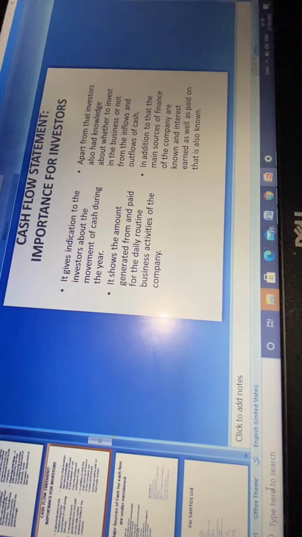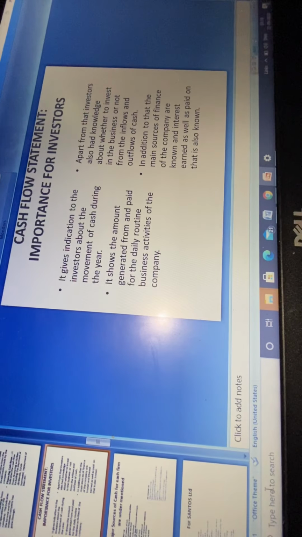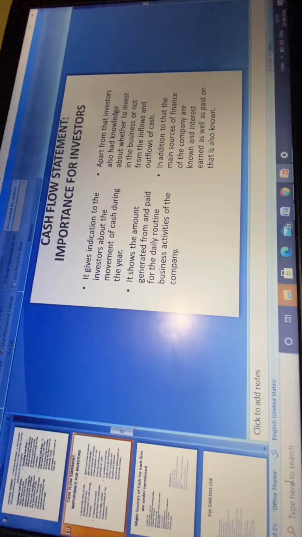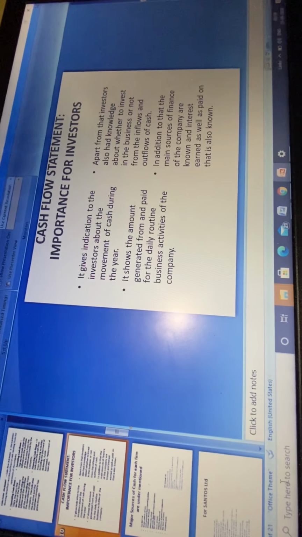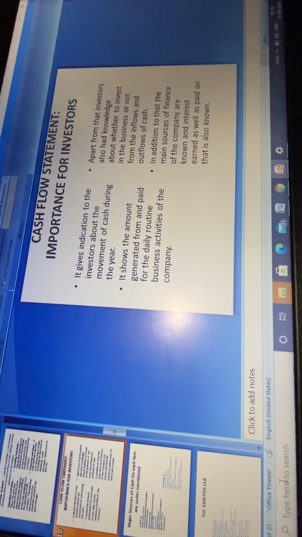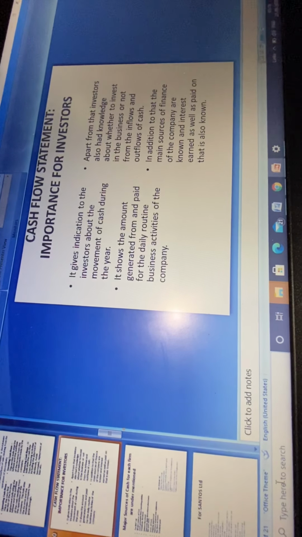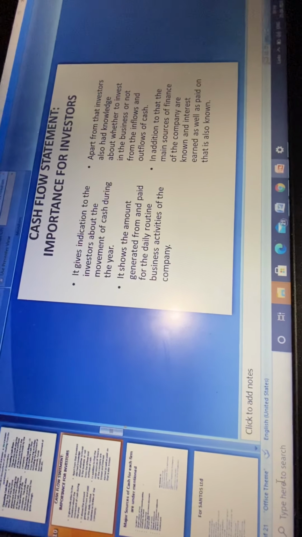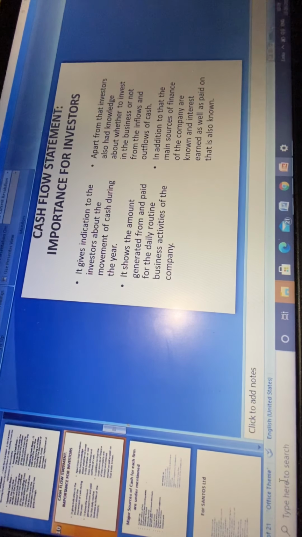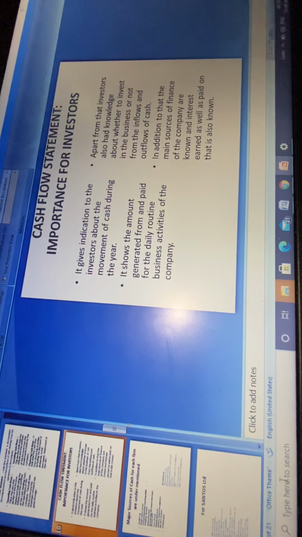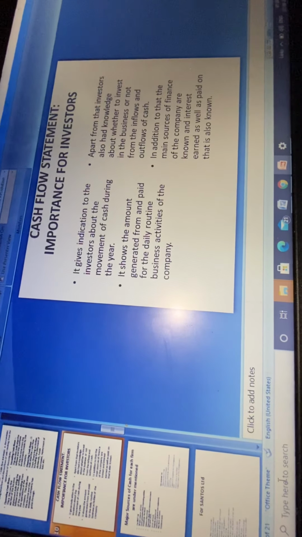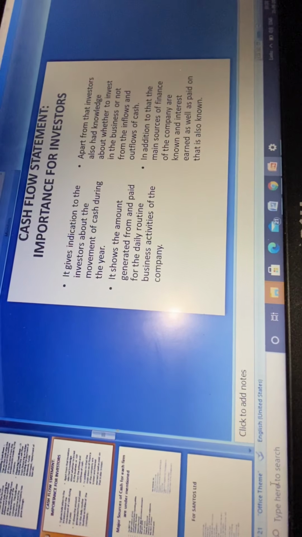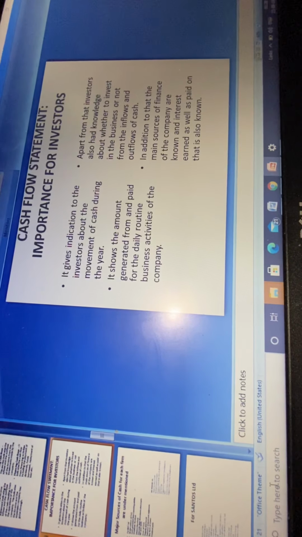So the cash flow statement, why is it important for investors? It is very important for investors to have knowledge about the cash flow statement of a particular company, as it is the only thing which gives an indication to the investors about the movement of cash during the year, that is, where the cash is going, where the cash is coming from, what are the sources of cash and what are its uses. It also shows the amount generated from and paid for the daily routine business activities of the company.